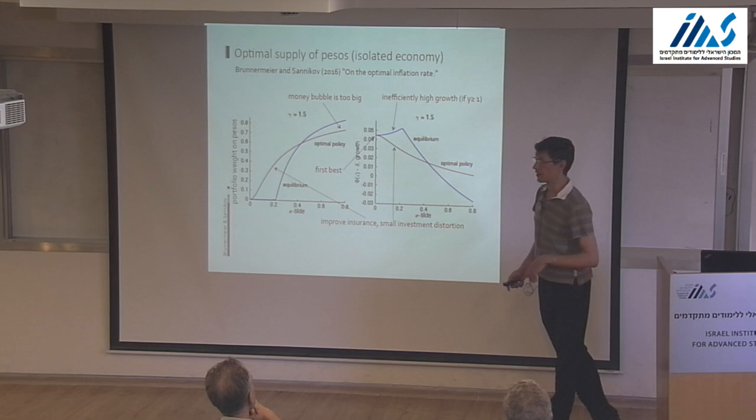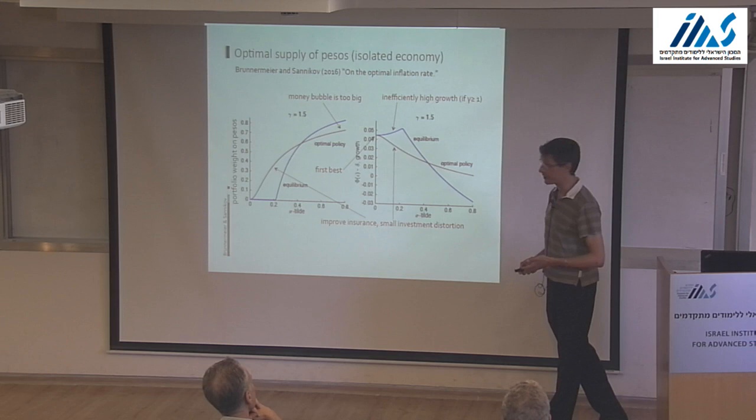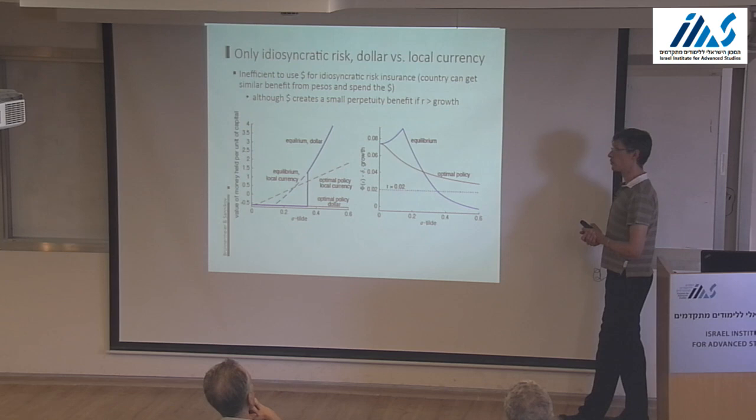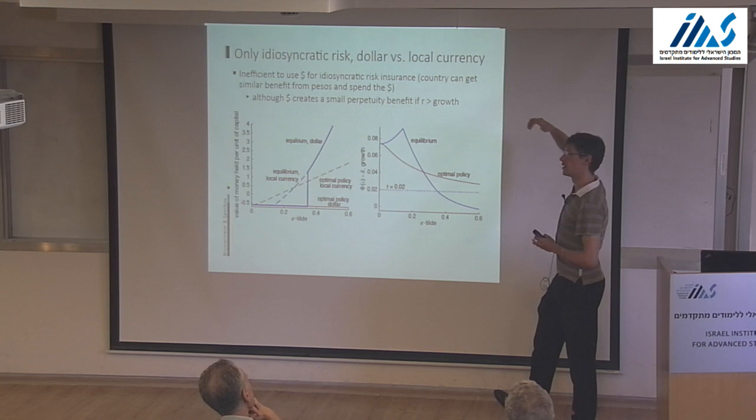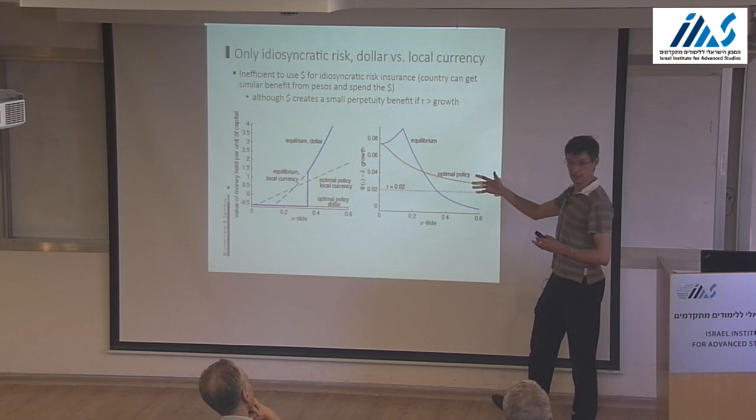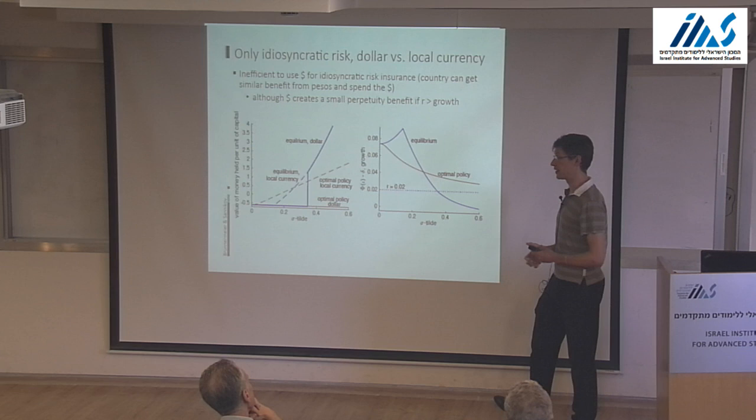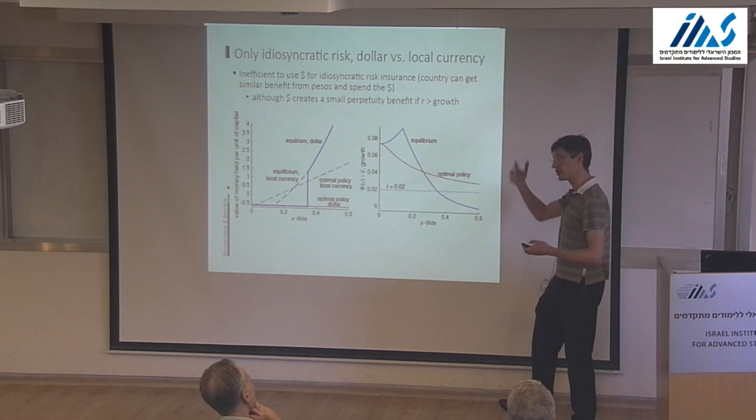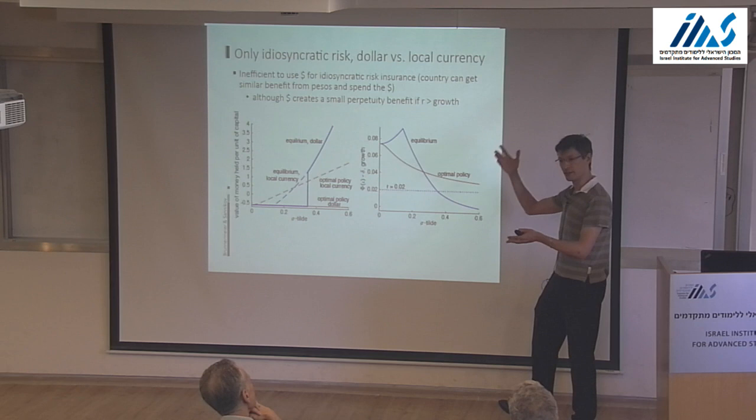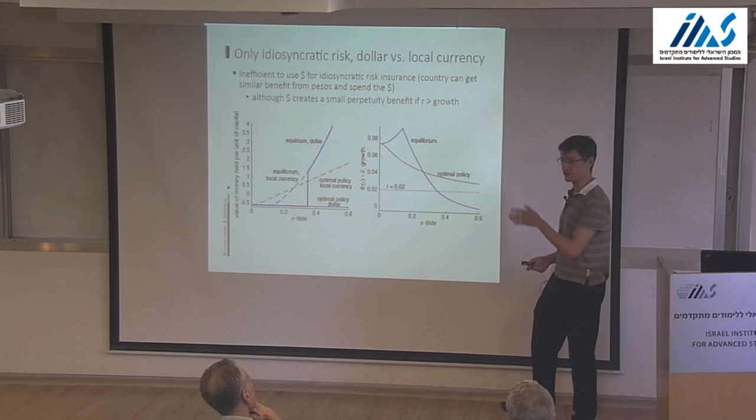So it turns out that, we were surprised when we got it. This is what the model is telling us. The model says that what's optimal to do is, here there's no aggregate risk, just idiosyncratic risk, so it's basically optimal to spend all of the dollars abroad and to replace them with local currency to optimize the level of local currency. So the policymaker without aggregate risk would not use dollars at all. There are some extreme cases: if you take crazy parameters and the local economy is shrinking at a huge rate, then you would hold the dollars, but for reasonable parameter values, you wouldn't.